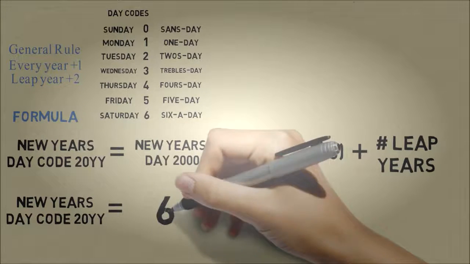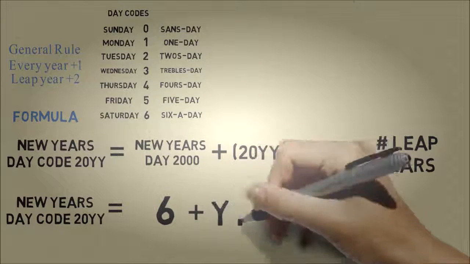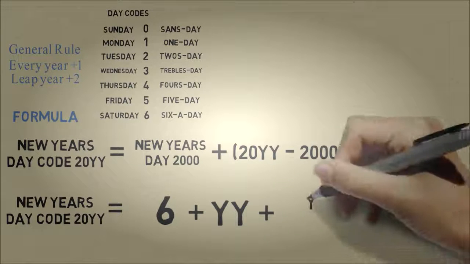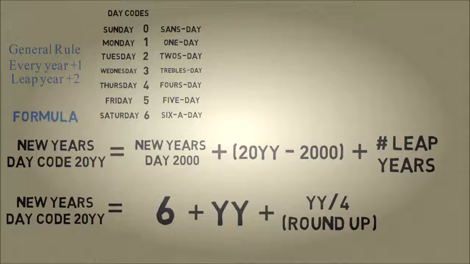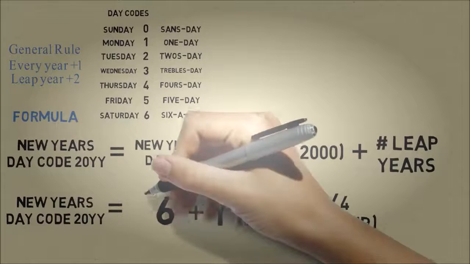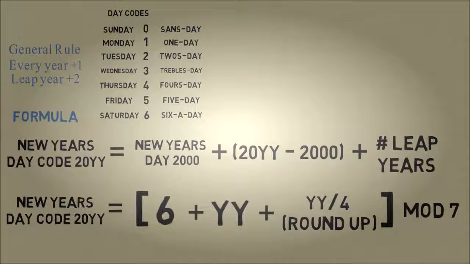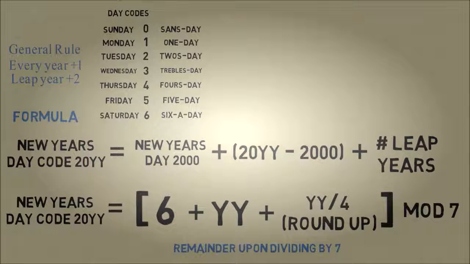In 2000, we know the new year started on a Saturday, which is a 6. 20YY minus 2000 will just be YY. And the number of leap years can be found by dividing YY by 4 and rounding it up, because 2000 was also a leap year. So in order to convert this into a day code, we want to take this modulo 7. In other words, we take the remainder upon dividing by 7 because we want the number to be between 0 and 6.